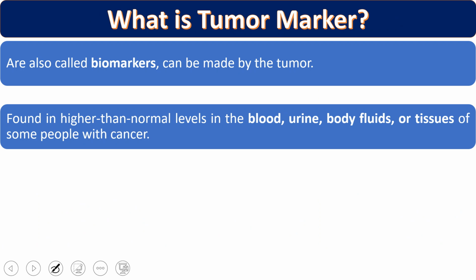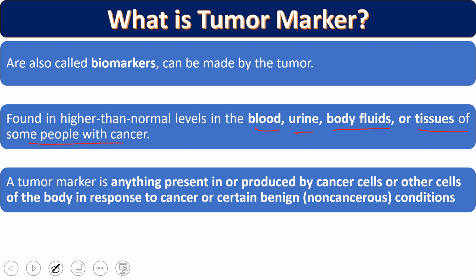Tumor markers are found at higher than normal levels in different body fluids like blood and urine. They can be present in blood, in urine, in other body fluids like cerebrospinal fluid, or on the tissue of some people with cancers. A tumor marker is anything present inside the cells, or produced by the cancer cells or other neighboring cells of the body in response to cancers.